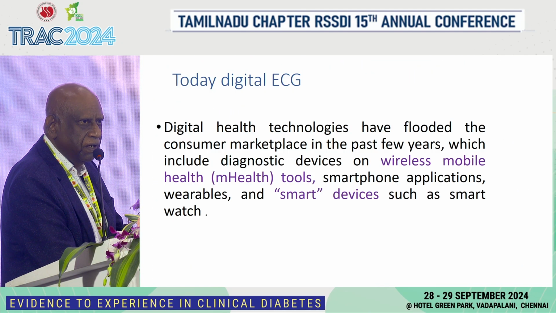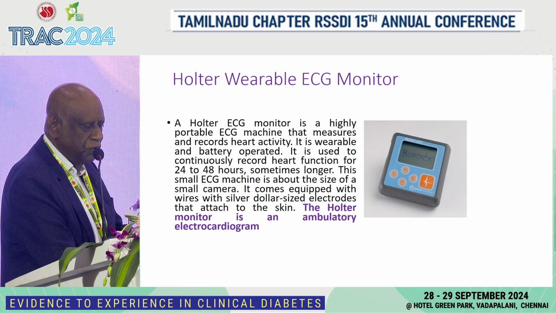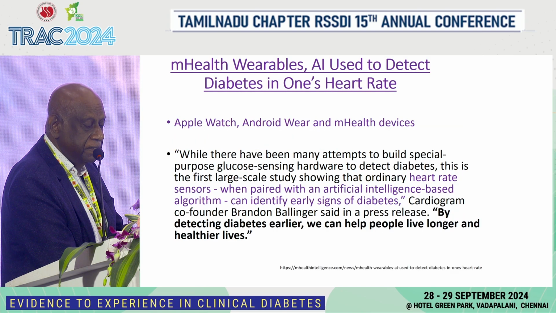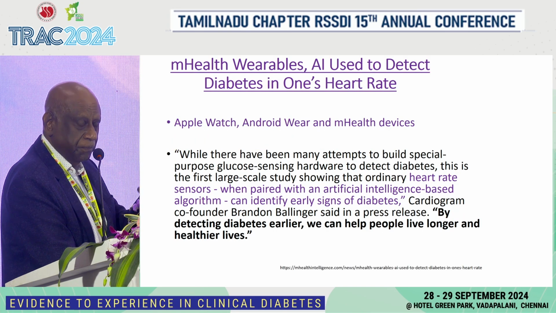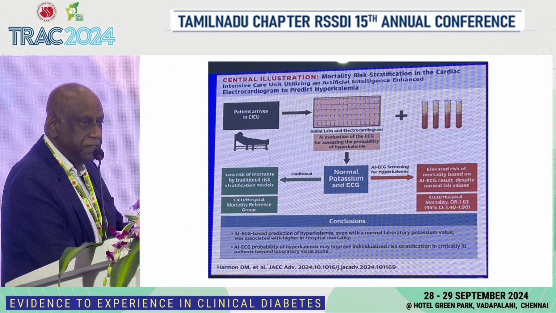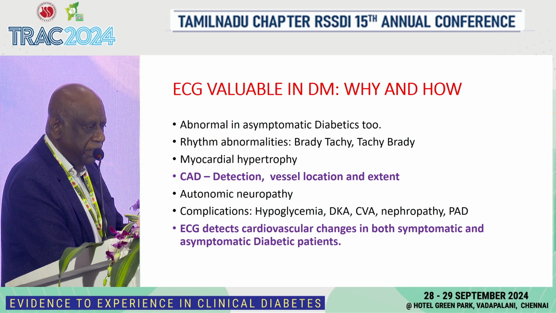And today we have got the digital ECG. Even with a wristwatch, we are able to see that. Monitor is there. And the important thing is, in an atrial fibrillation, you are able to see the blood sugar. A defibrillator can be sent through drones, and this is artificial intelligence predicting. Potassium level is today normal, but it says in a day or two you will have hyperkalemia, and we are able to see that.